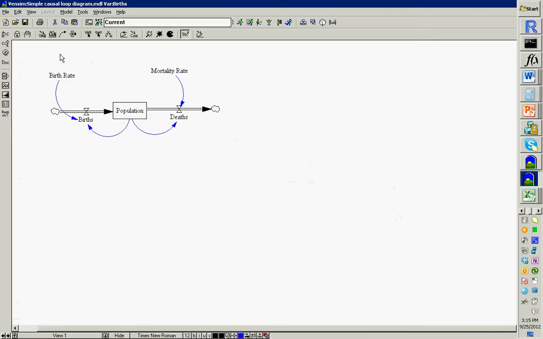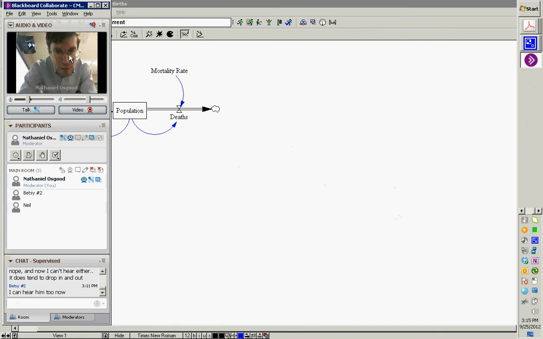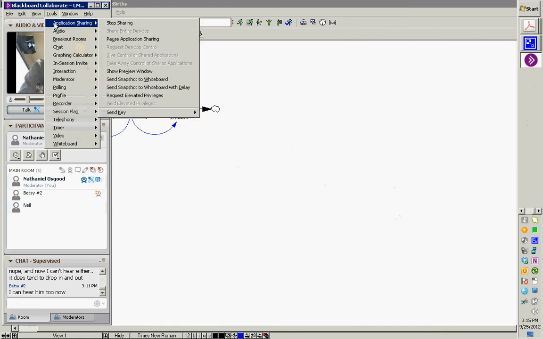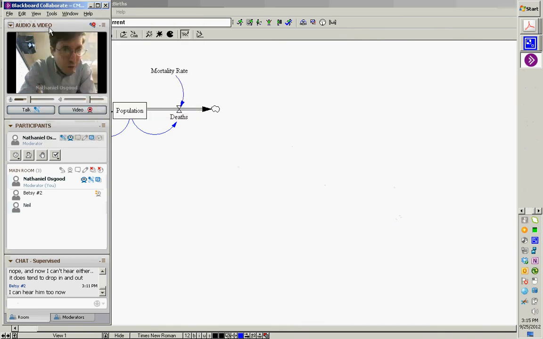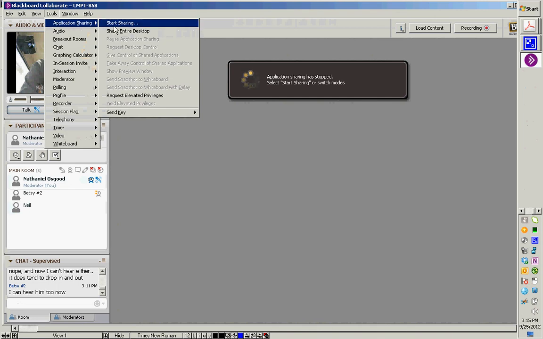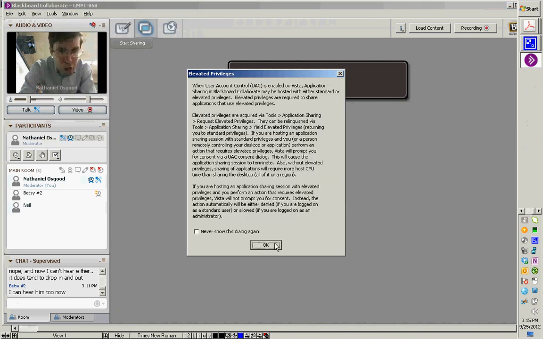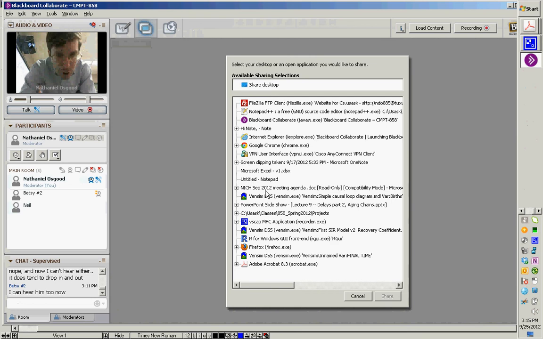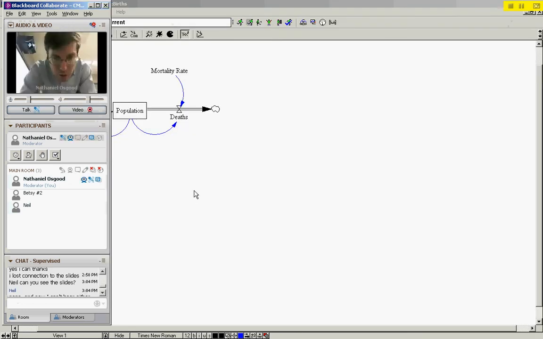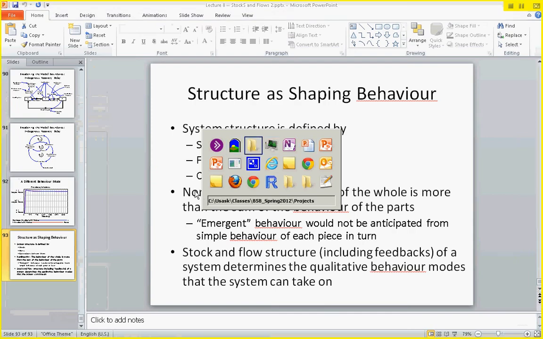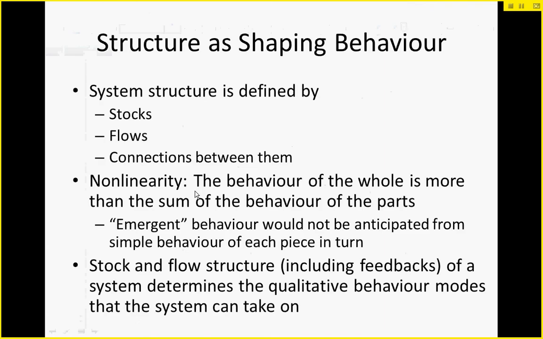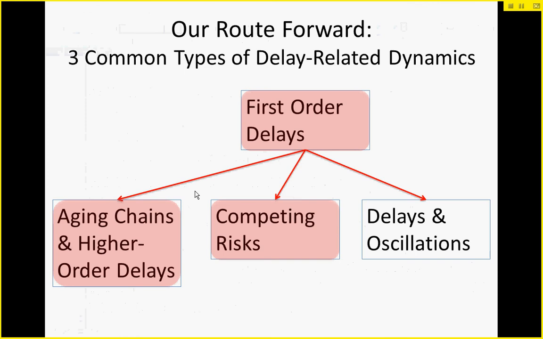Okay, so I'm going to go back to the slides here. And we're going to whip through some material on the basis of that. So I'm going to start sharing once again my slides. There we go. Okay, so here are the slides. So I talked about structured basic behavior. I'm going to talk about a couple things today with an eye towards finishing up our coverage of system dynamics pretty quickly.